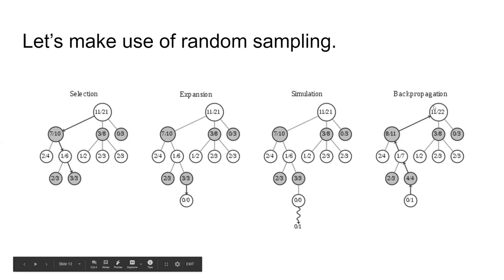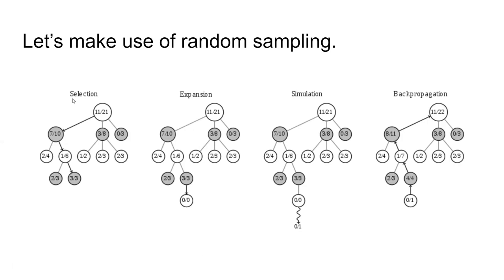And with these backpropagations, we can make the tree larger and more complete. And in this methodology, we will continue and get the full tree and get the results on that. Okay, and that is one way to make the cycle of selection, expansion, simulation, and backpropagation.